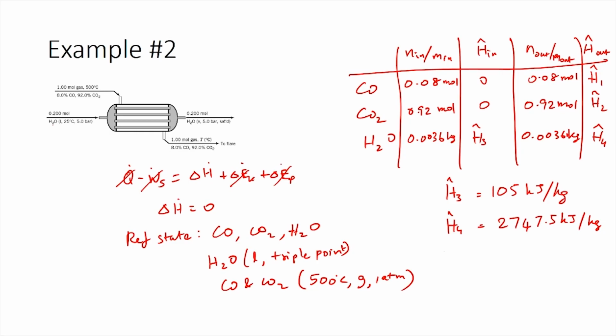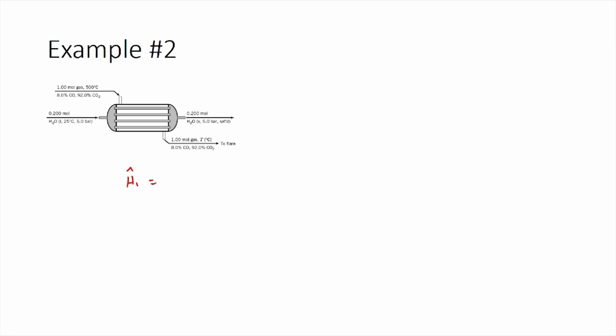H1 cap is equal to the integral from 500 degrees Celsius to temperature T of Cp of carbon monoxide dt, and H2 cap is equal to the integral from 500 degrees Celsius to temperature T of Cp of CO2 dt. Here we need to know the Cp values for carbon monoxide and carbon dioxide. From any textbook or handbook we can get these values.